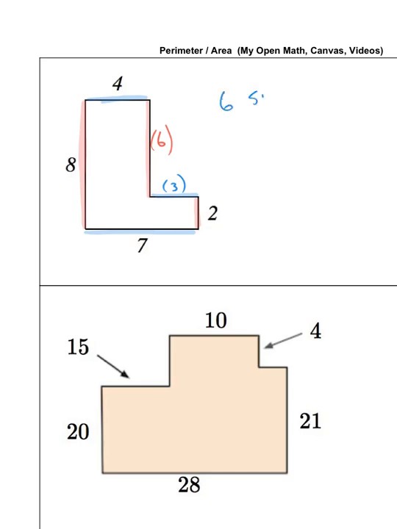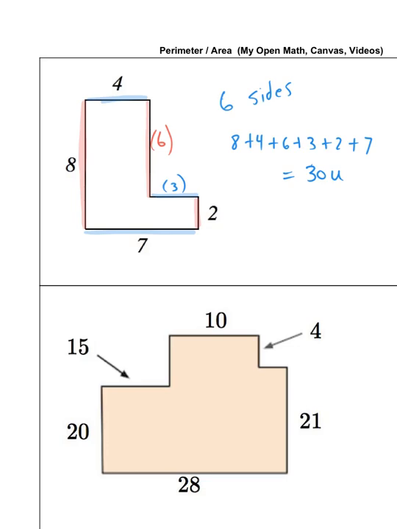All right, so we have 6 sides. So we have 8 plus 4 plus 6 plus 3 plus 2 plus 7. So that is going to give us, of course, a perimeter of 30 units.